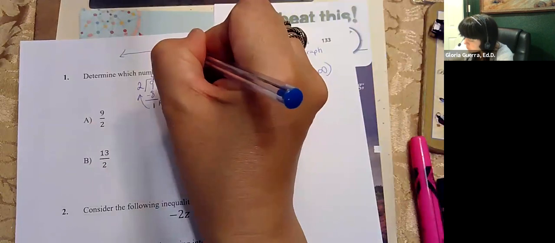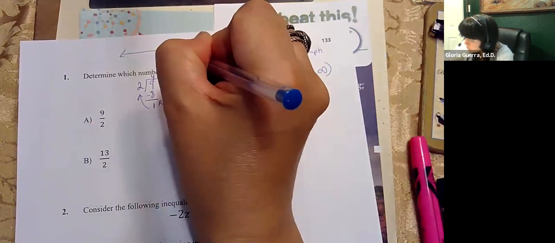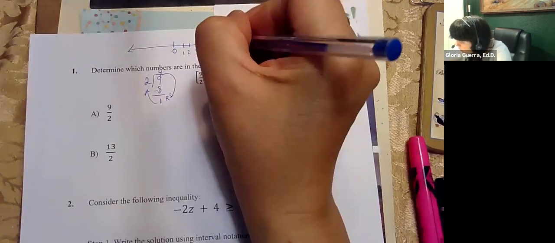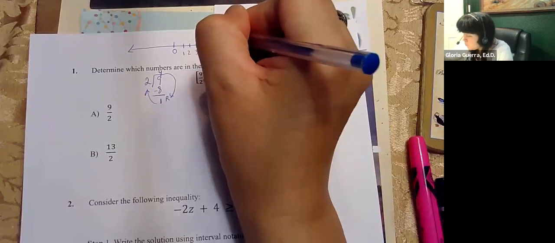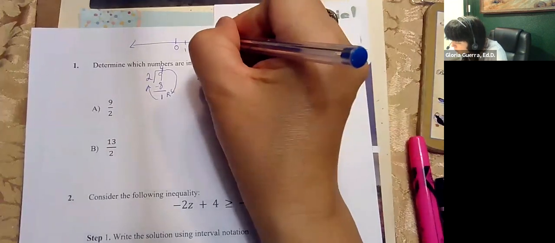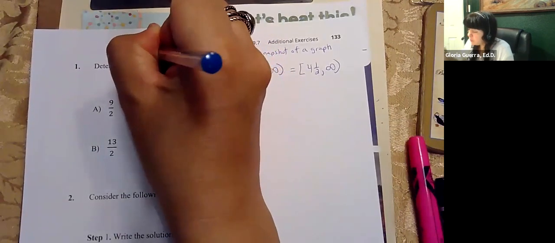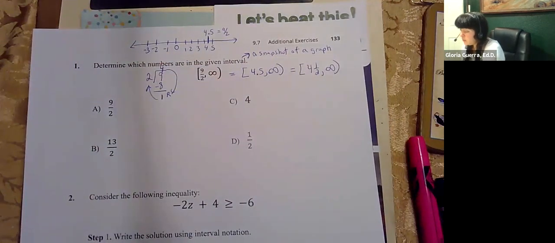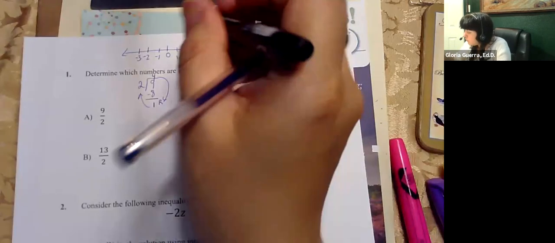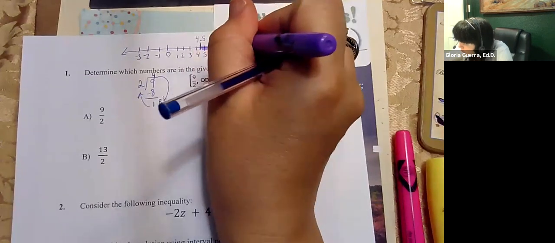4.5 is, okay, let's do 1, 2, 3, 4, 5. Let me just make this longer. And 4.5 is about right here, which is the 9/2. And we put some negatives on the side, -1, -2, -3. This is saying that it starts off at 4.5 and then goes on to infinity forever in the positive direction. So if I do my shading, I want to shade from here, 4.5, all the way out to infinity.